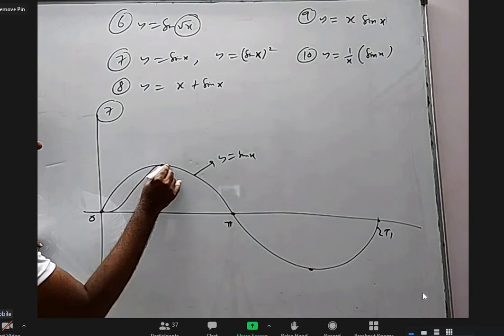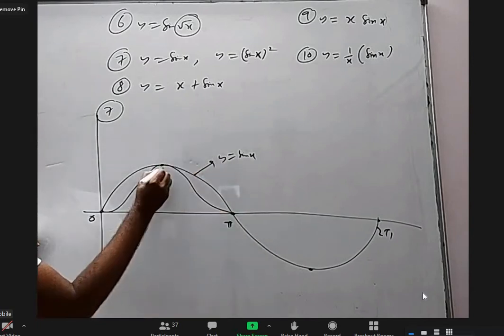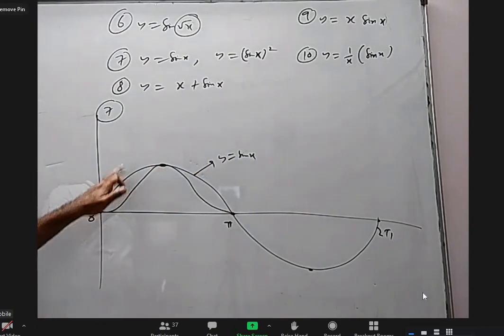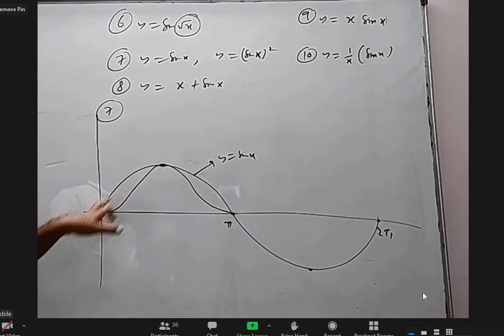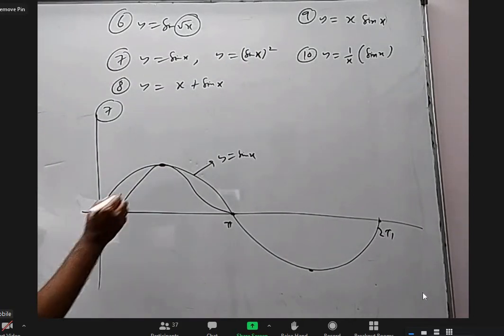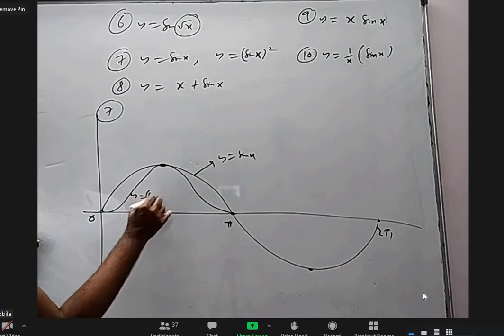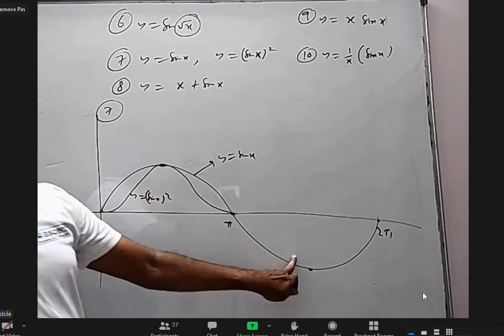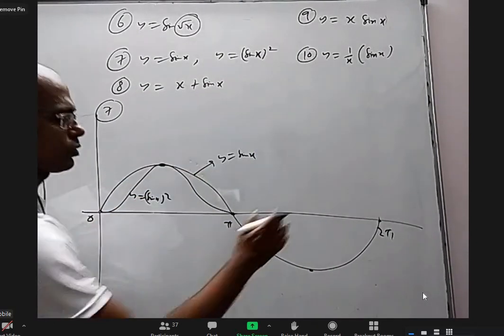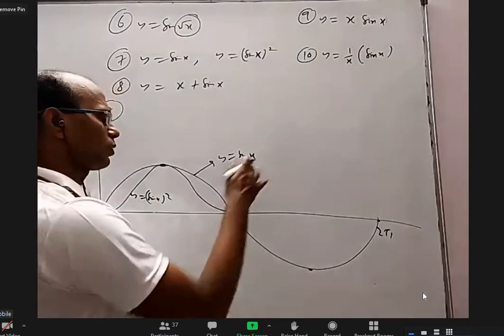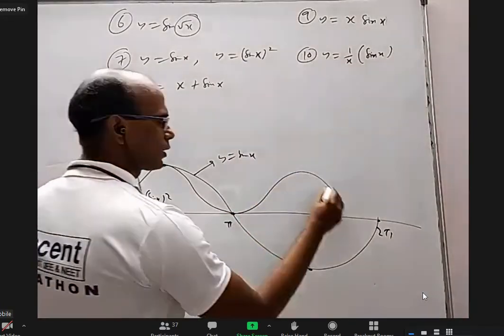So the graph will be somewhat like this. At 1 it is 1, but all other values are decreased a little. At 0 it is 0, at pi it is 0, but in between it is less. So this is y equal to sin x whole square. And then when sin x is negative, sin x whole square is positive. So between pi and 2 pi, the graph will not come down, the graph will go up only. And again we'll get the same thing.